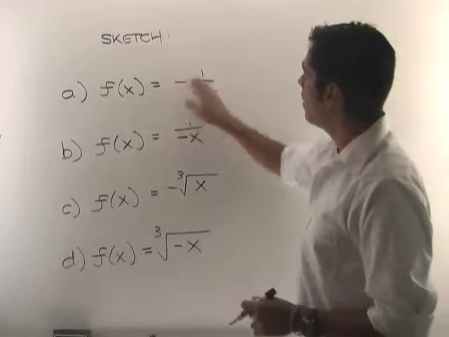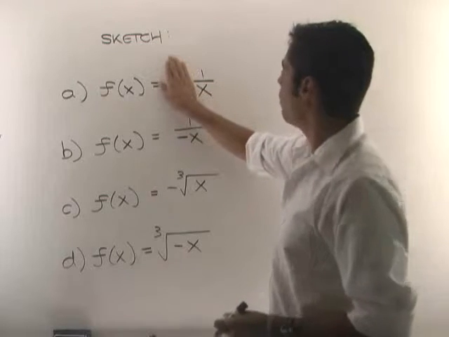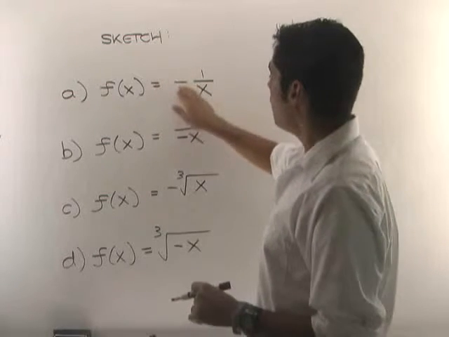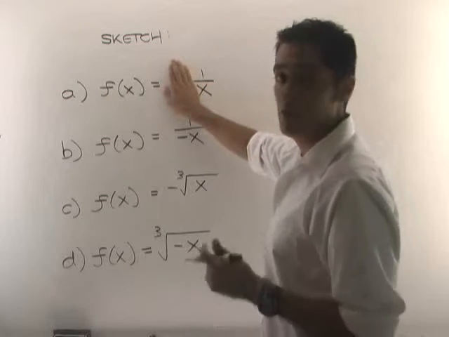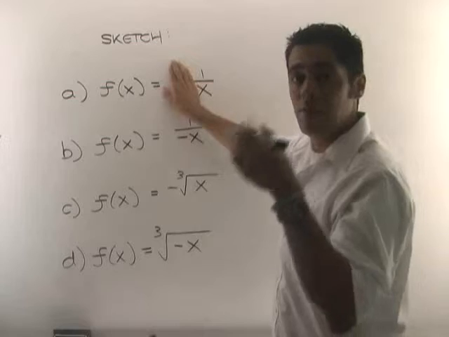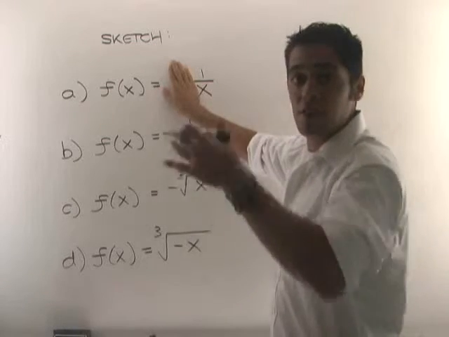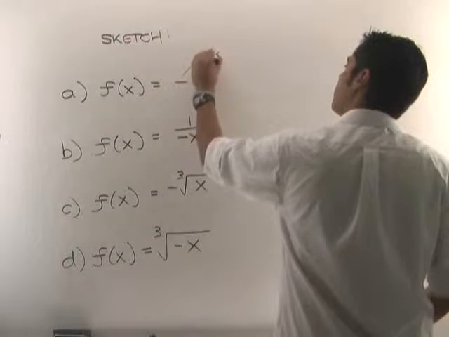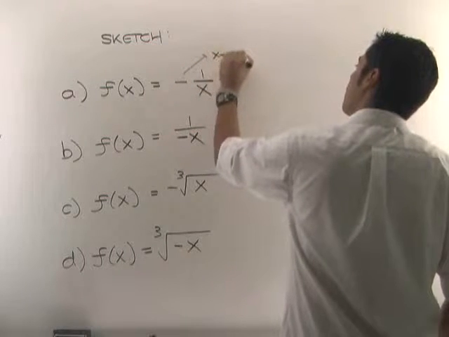Part A has negative 1 over x. Now 1 over x, we already know what that looks like. It's one of our basic functions. What does putting a negative in front of the function do? Well, from the theory in this section, what we realize is that a negative in front of our function reflects it over the x-axis. So we know that this is an x-axis reflection.